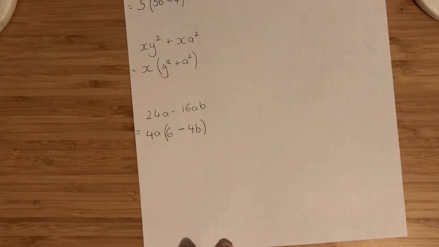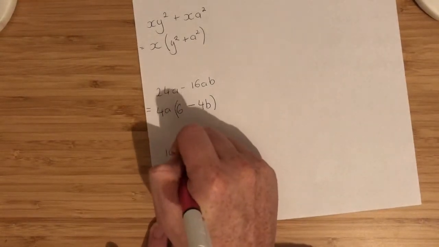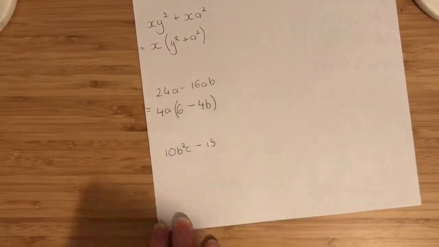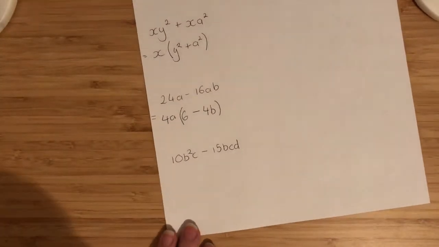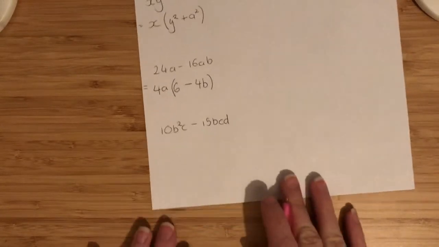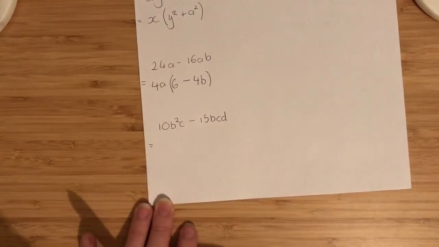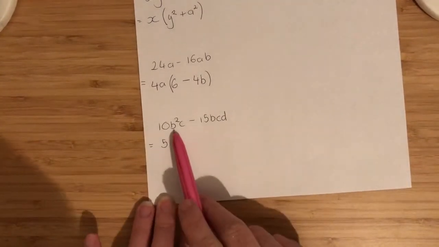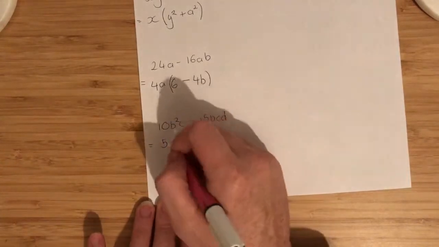All right, we're going to do one more example, and then you can go off and try some yourself. This one we're going to do 10b squared c minus 15bcd. So a few things to look at here. Look at each term in turn. Looking at the numbers, is there a number that goes into 10 and goes into 15? Yes, there is. It's 5. So we've got 5. Do we have a b in each? We have a b squared there and we have a b there. So yes, we do. We have a b that goes into both.